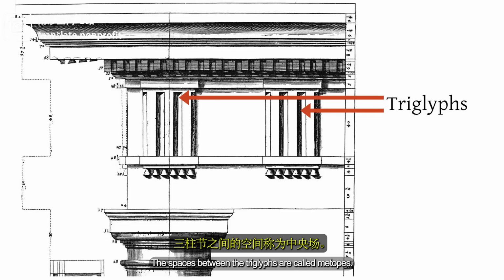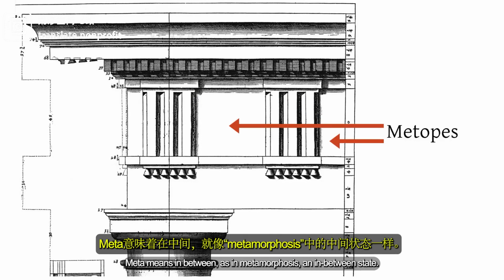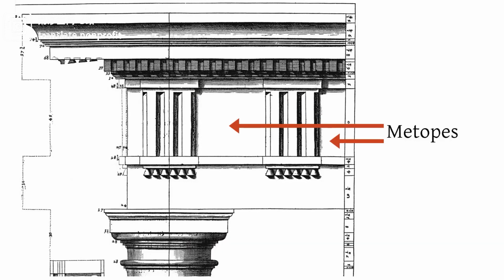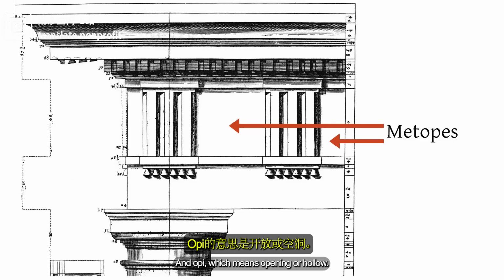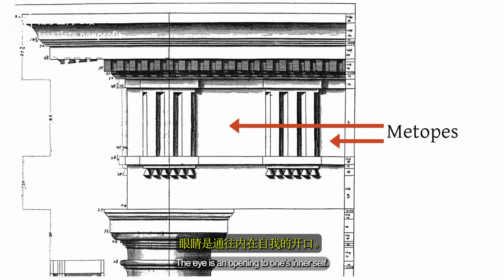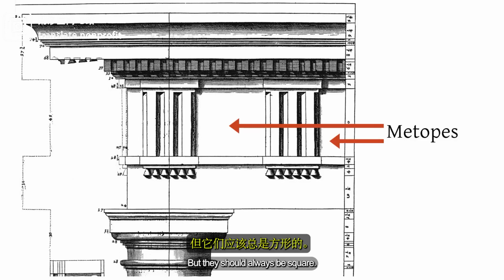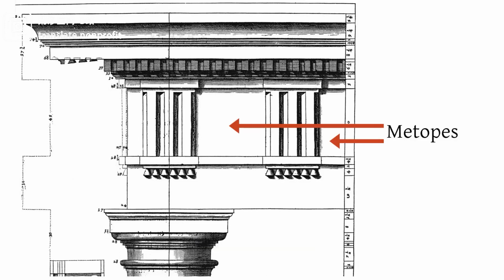The spaces between the triglyphs are called metopes. Metope is a combination of 2 Greek words. Meta means in between, as in metamorphosis, an in-between state, and opi, which means opening or hollow. It's where we get words relating to the eye, such as optical. The eye is an opening to one's inner self. Metopes can be plain or have sculptural decorations, but they should always be square, a rule not to violate.